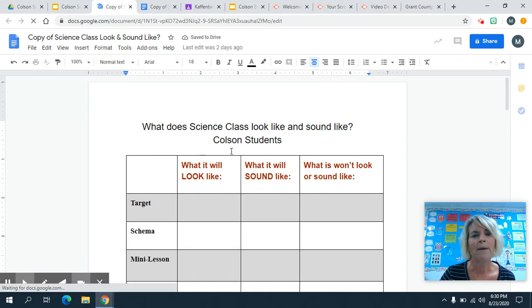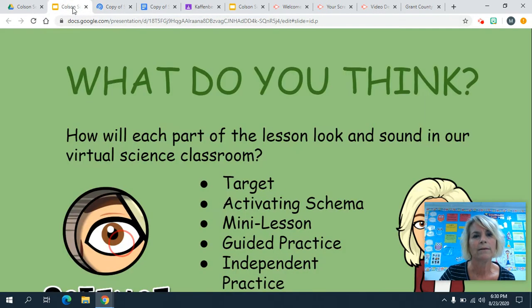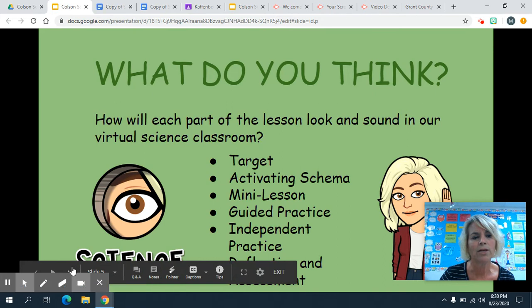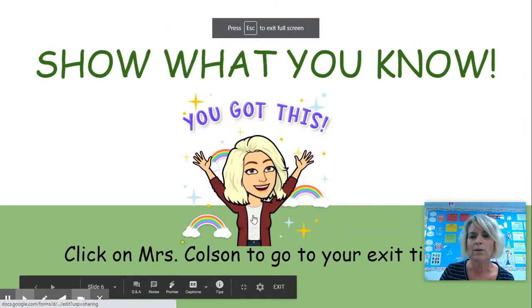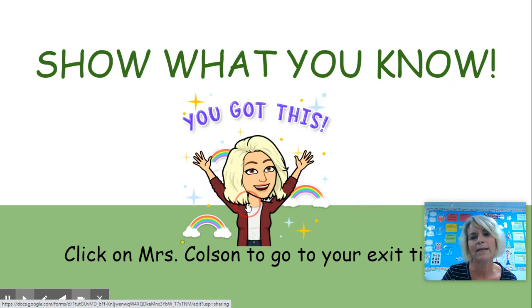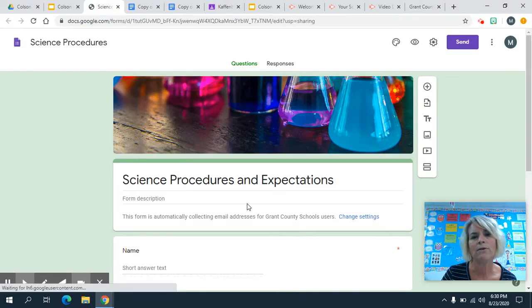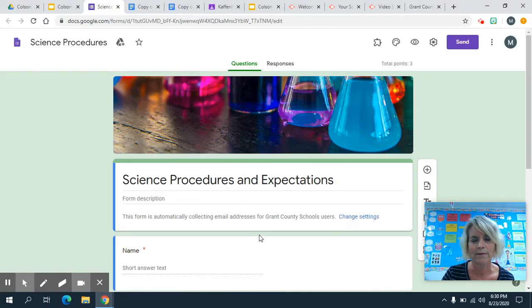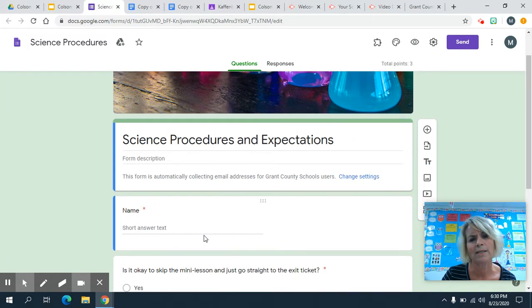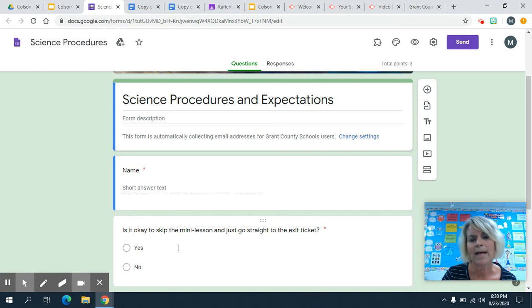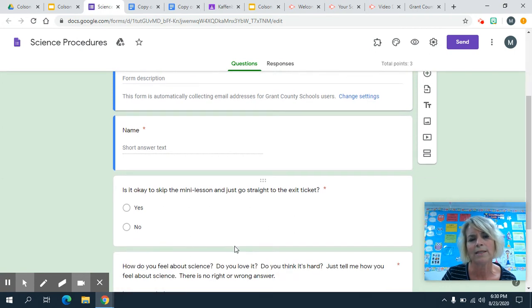But then when I come back over to here and we get to the reflection part, it says click on Miss Colson to get your exit ticket. So when I click this, it would take me to the exit ticket and what I would need to do there. So when we are having an exit ticket or a quiz, the first question is always going to ask you to type in your name, just so I make sure I know who gave me these wonderful answers. And then today we've got procedures and expectations.